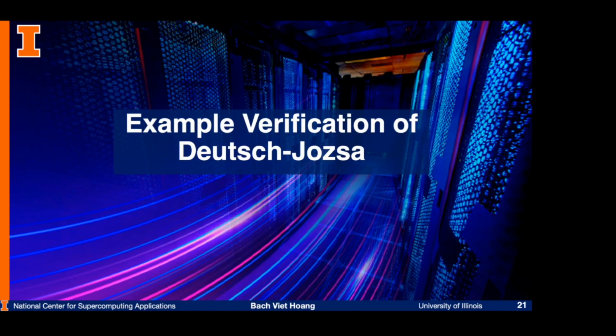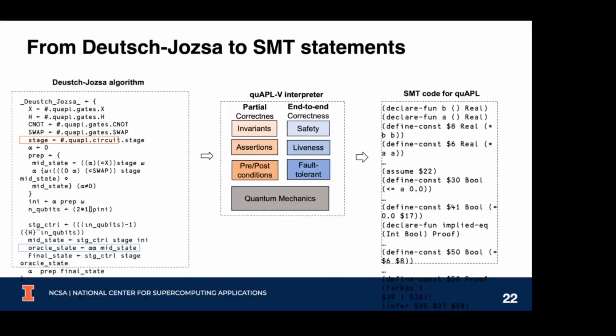Next, we will have an example of verification of the Deutsch-Jozsa algorithm. The reason we chose Deutsch-Jozsa is that it is an algorithm that performs in constant time in quantum computation, and it ensures whether a function is balanced or constant. This is very significant, so we really want to try to verify this algorithm.